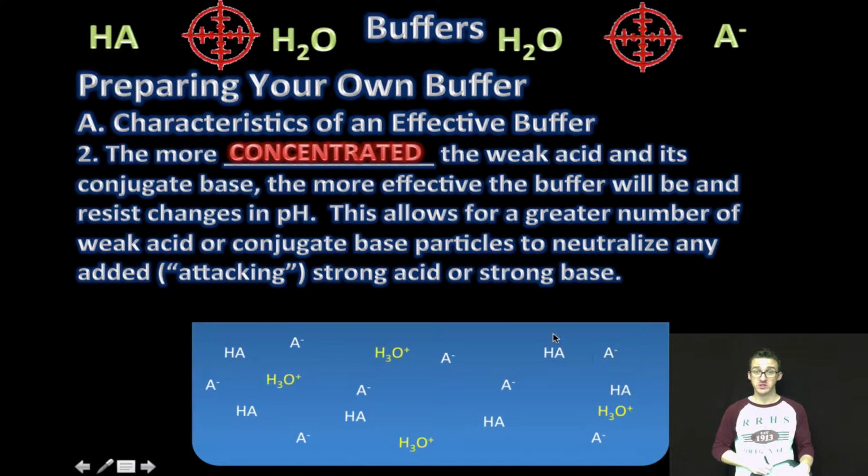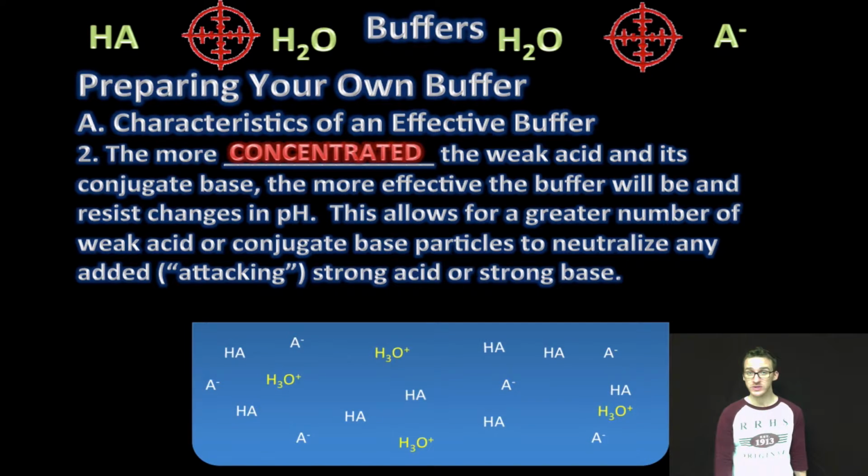So here we have a buffer system with fairly large concentrations of its components. I can add substantial amounts. Here's my addition of a strong acid, and there's some conjugate base there to neutralize it. I can add more strong acid, and there's a bunch of conjugate base there to neutralize it. Boom. However, the less concentrated your buffer system is, the less strong acid or strong base you could add before you overcome the buffer capacity.